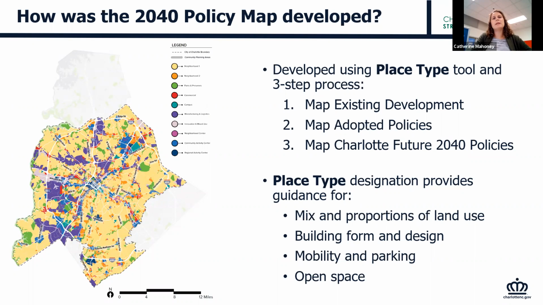In comparison, place types provides direction for the type of land use that's allowed, the mix and proportions of land use that should occur, the building form and design that's appropriate, as well as mobility and open space amenities that you can expect. So with one color, we can provide a lot more guidance than we previously did in the past. And at the top of the screen, you'll see that we followed 3 key steps for developing this draft map. I'm going to talk about those a little bit more later in the presentation, just for the sake of time.